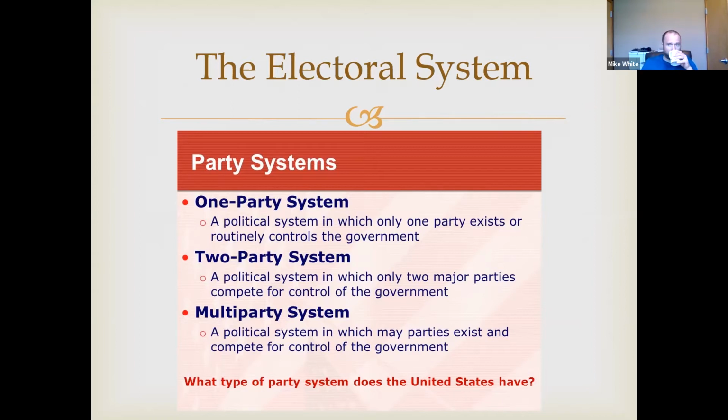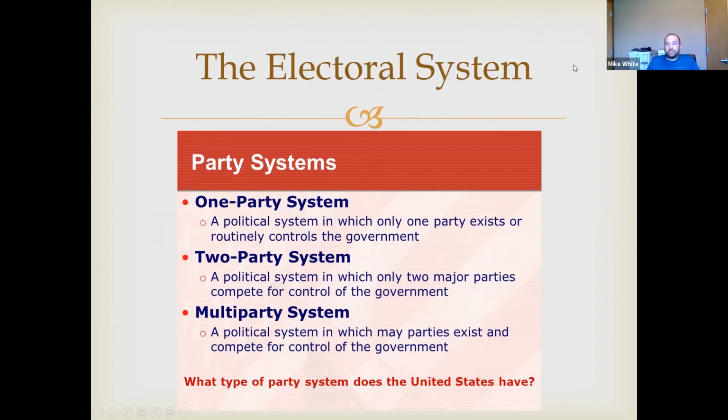So across the world, there are lots of different structures of government. We talked about that last week. And there are lots of different ways that countries have their political parties divvied up, or some have one, some have two, some have lots. Okay? So obviously a one-party system is a political system in which only one party exists and routinely controls the government. So it doesn't necessarily mean that there's only one party. It just means, and the key here is this last part, routinely controls the government.